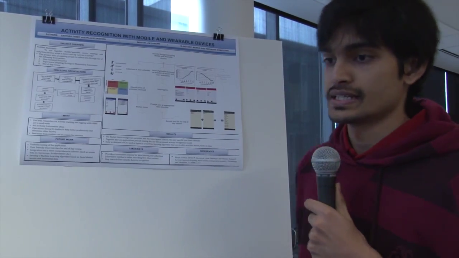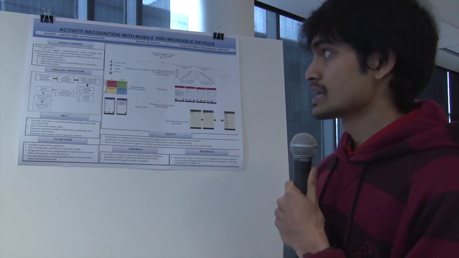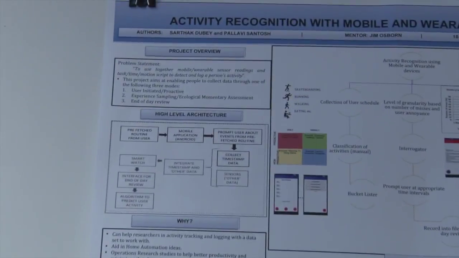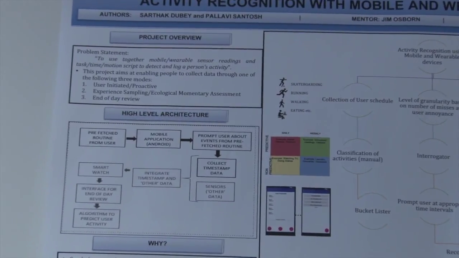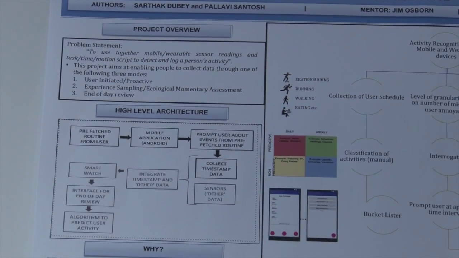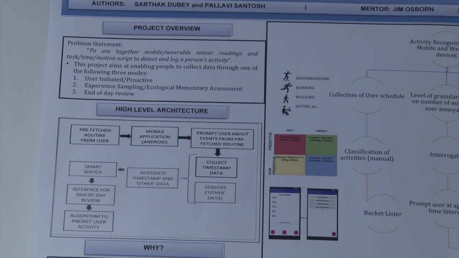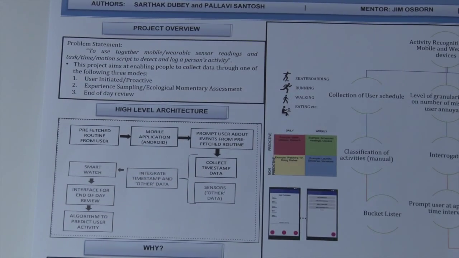Okay, what the project is about. Starting with the problem statement, it's to use mobile and wearable sensor readings together, along with task time and motion scripts, to detect and log a person's activity. What this project aims to do is collect data through one of three processes.